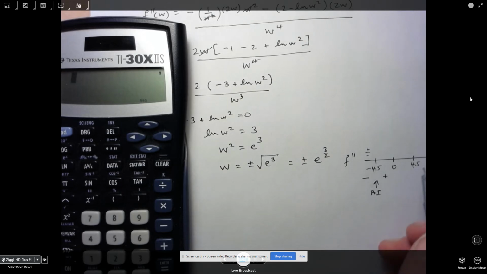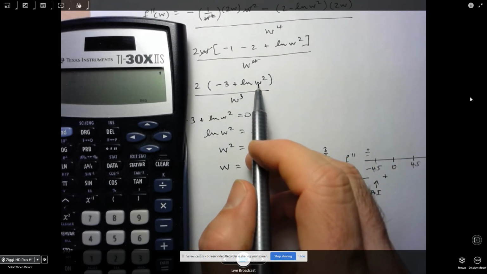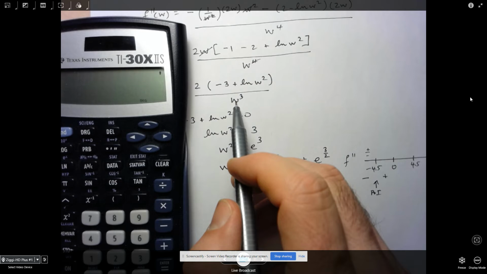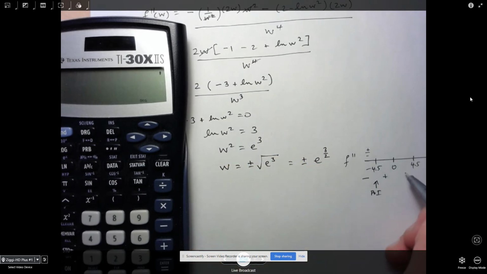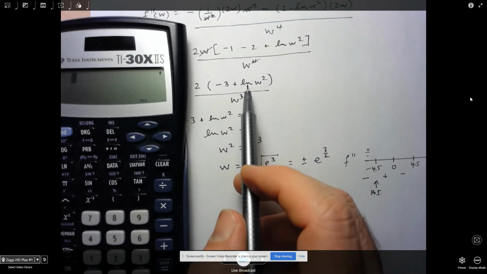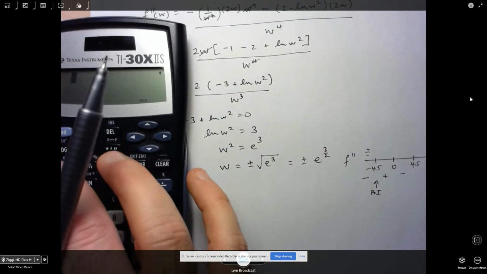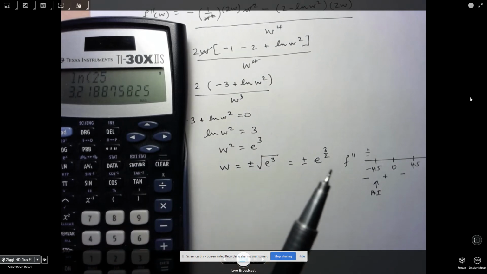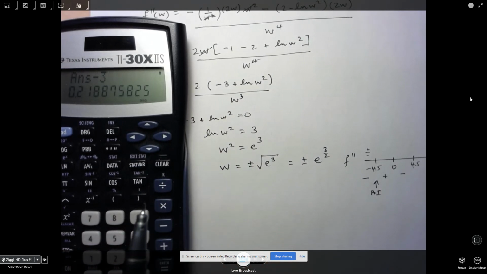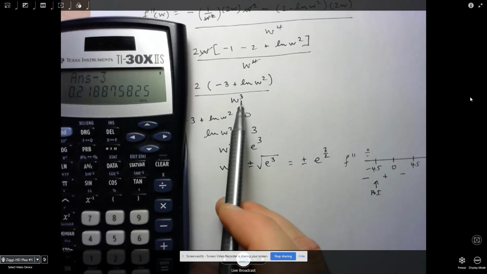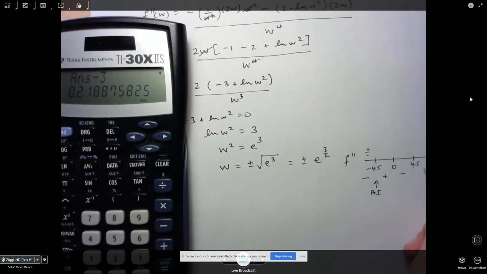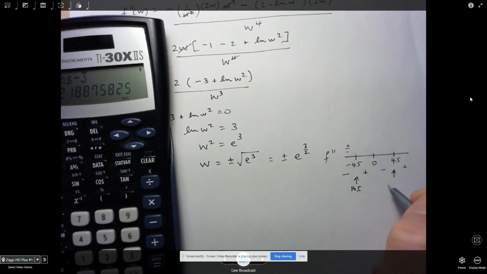All right, so now let's put in positive 1. So again, ln of 1 squared, that's 0, minus 3 is negative, over a positive number, because 1 cubed is positive. So here we have negative again, and then let's put in 5. So here we have ln of 5 squared, which is 25, minus 3, which is positive, over 5 cubed, which is also positive. So the whole thing is positive. So again, we have a change in concavity. So we also have a point of inflection at e to the 3 halves.